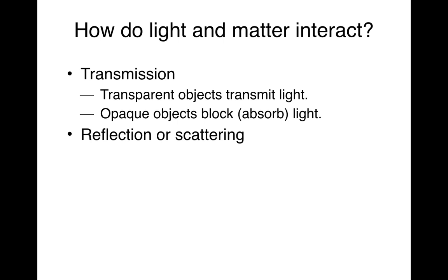Other ways light and matter interact are through reflection or scattering, and we'll take a look at this a little bit more in the next slide or two. Reflection, just like reflecting off a mirror, and scattering is a form of this. The final two ways that light and matter can interact are through emission and absorption. We'll take a look at these in a later video.